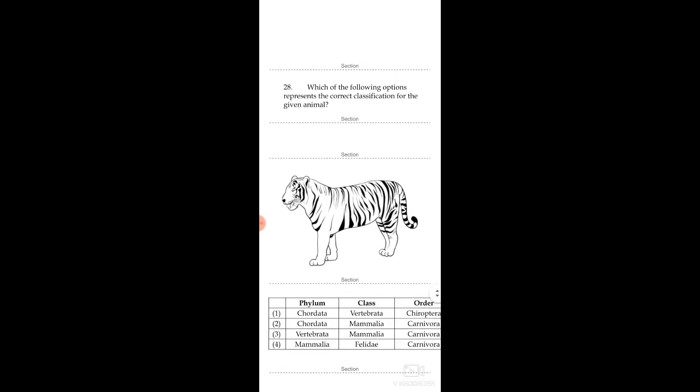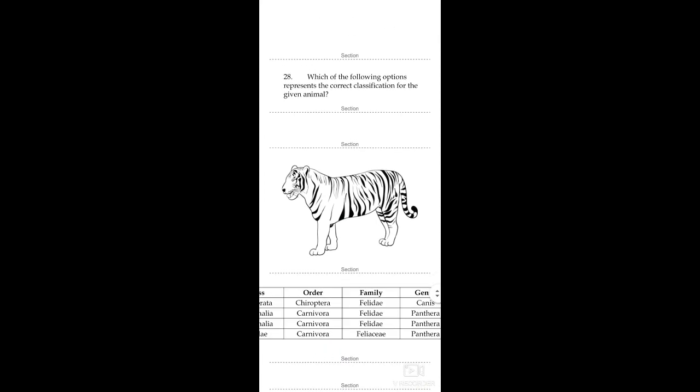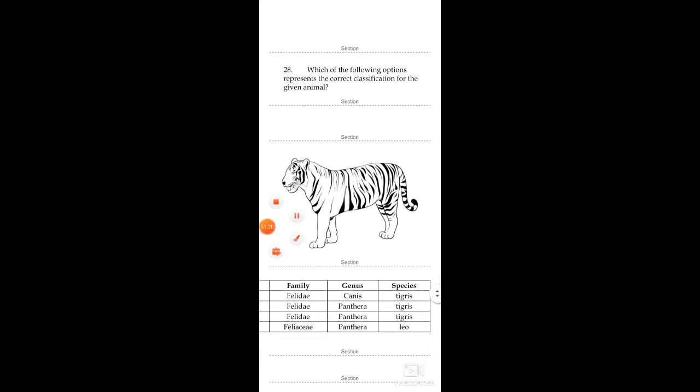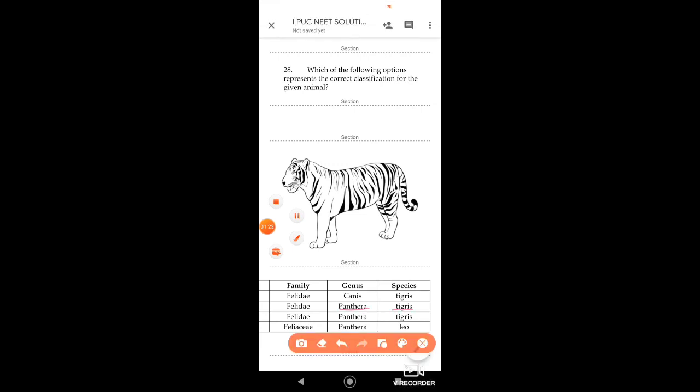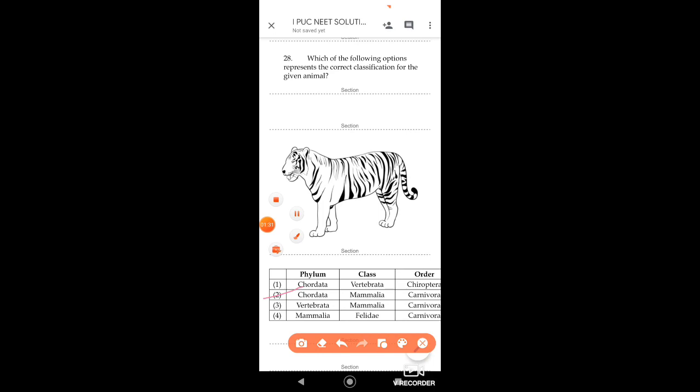Let me tell you that the tiger belongs to the phylum Chordata, and the class it belongs to is Mammalia, it's a mammal, and later it belongs to the order Carnivora. Which is why it is called a carnivorous animal. It feeds on other organisms by killing them. Then the family it belongs to is Felidae, and the genus is Panthera, and the species is Tigris. So please go for option 2 as your correct answer.